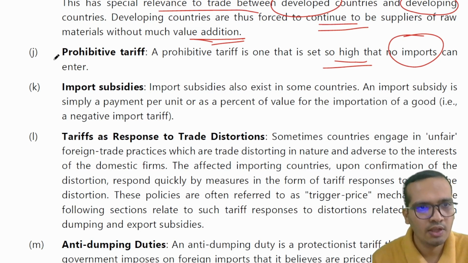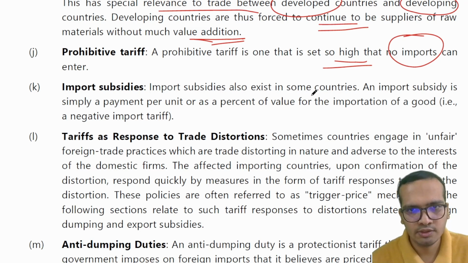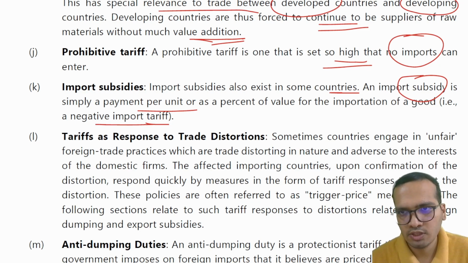Example, import subsidies. So import subsidies also exist in some countries. Import subsidy means incentive देते हैं government. It is simply a payment per unit or as a percent of value for the importation of goods. Example, negative import tariff. सब्सिडीज मतलब आपने एक्स वाई जेड इम्पोर्ट किया है तो आपको टैक्स लगने की वजह से टैक्स कम होगा, उस पर आपका प्राइसिंग कम होगा, कुछ गवर्नमेंट इंसेंटिव देगा. से आपने 100 रुपीज़ का प्रोडक्ट लिया तो गवर्नमेंट बोलता है अगर आपने एक्स वाई जेड प्रोडक्ट 100 रुपीज़ में परचेस किया तो आपको 10 रुपीज़ हमारे पास से मिलेगा. इसका मतलब आपका परचेसिंग कॉस्ट 90 रुपीज़ होगा.